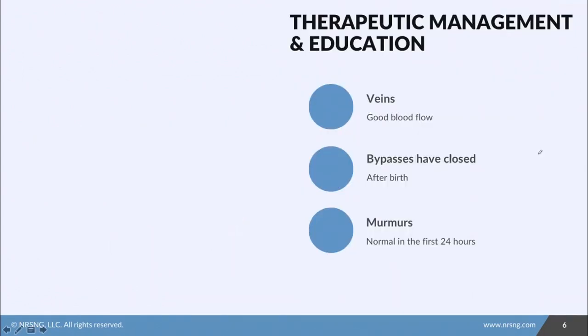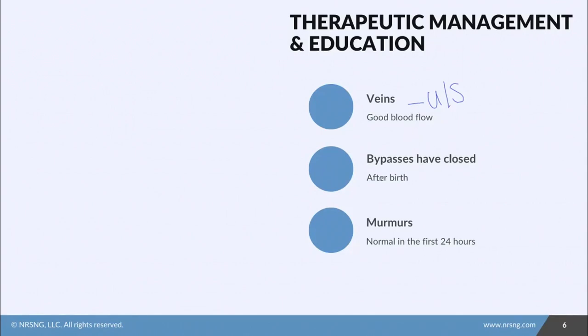Our therapeutic management and education. We are going to want to assess on ultrasound that proper circulation is occurring and that there is good blood flow through the umbilical vein. So we're evaluating. This can be done on an ultrasound. They can look at the blood flow coming through the umbilical vein to make sure that good oxygenated rich blood is coming to that fetus.